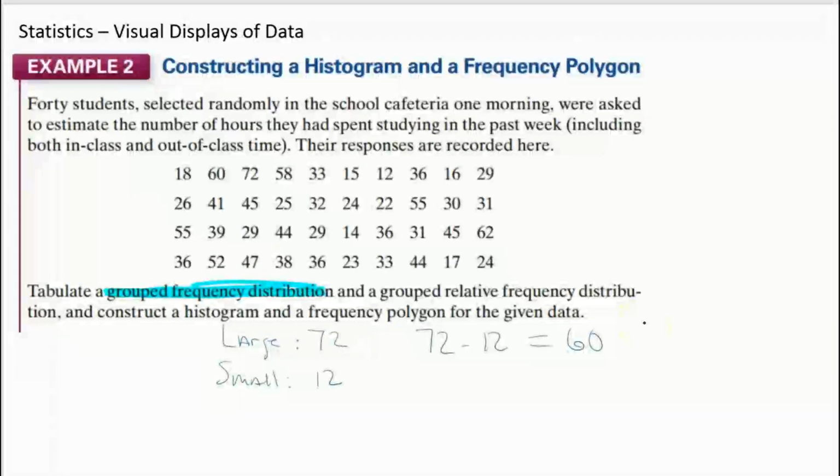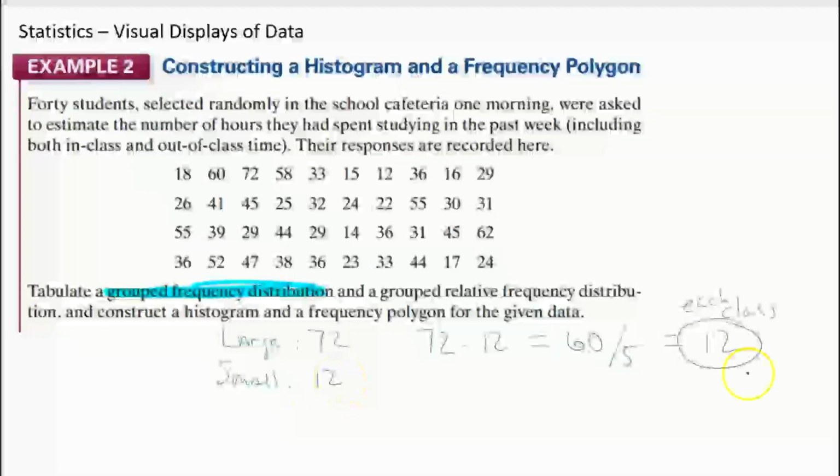Remember the rule is there needs to be between 5 and 12 classes. You could just divide that by 5, and the step would be 12. Each class would be 12 large. So we could start at 12 and then add 12 and go to 24, and then we have a class from, say, 24 to 36, and then 36 to 48. You see, I'm just adding 12.